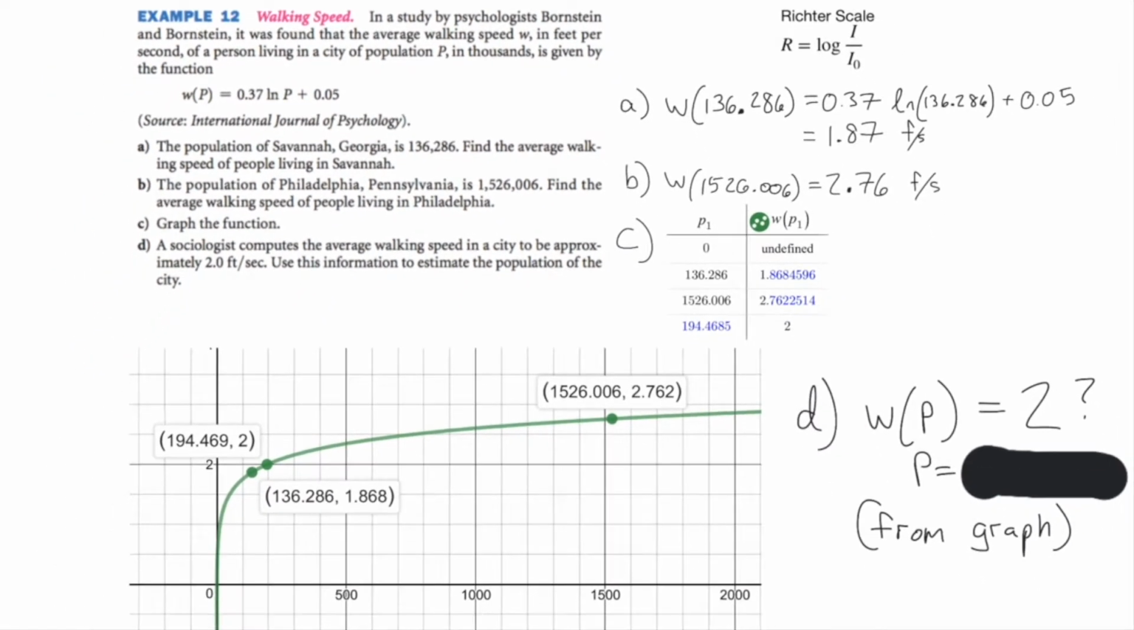You can even find it on this graph right here. I mean, part C says to graph it, but I might as well point out that part A's answer is right here on the graph. 1.868 feet per second.